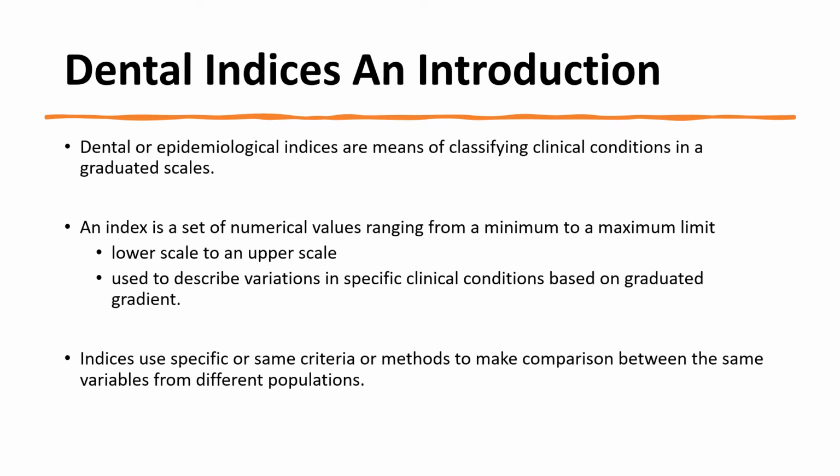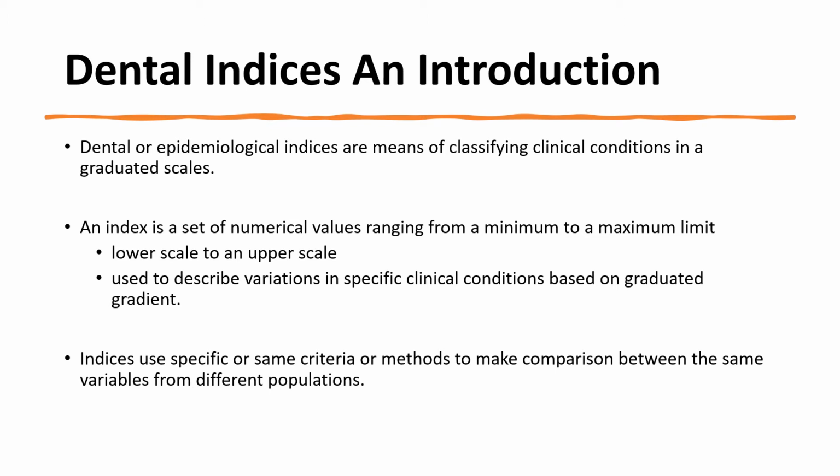An index is a set of numerical values ranging from a minimum to a maximum limit. In most cases, there is a baseline for measurement when you are using an index. There is a baseline for measurement where you say in an ideal situation, like when you're talking about occlusion, you say there is an ideal occlusion. Ideal occlusion probably does not happen, but it's an ideal, it's the baseline from where deviations can be measured.